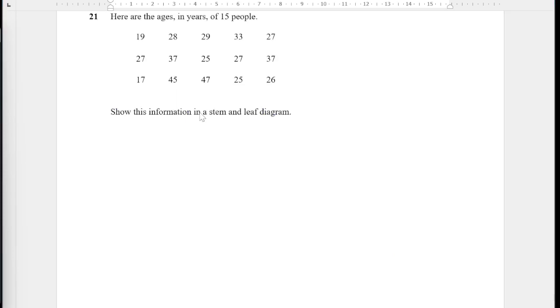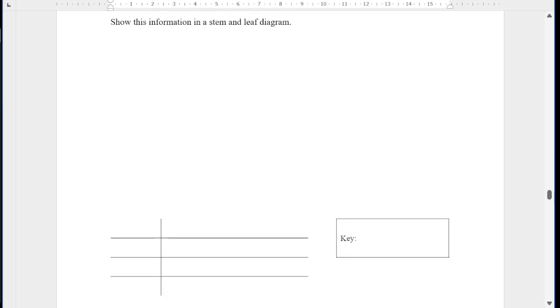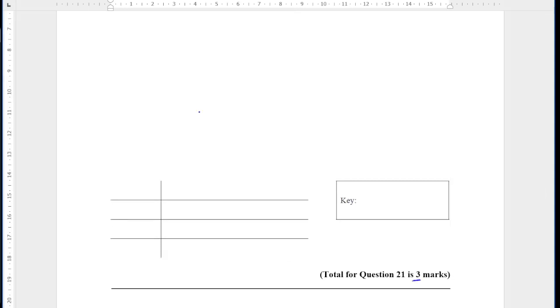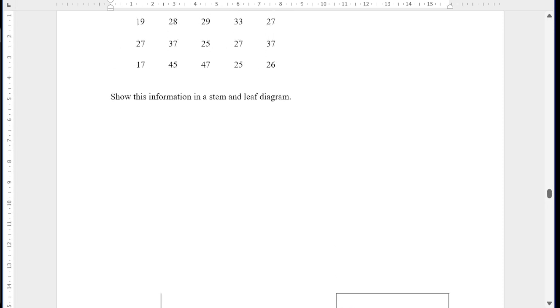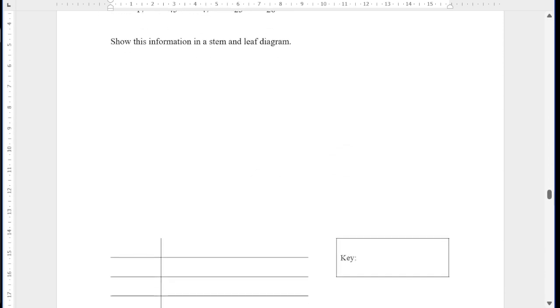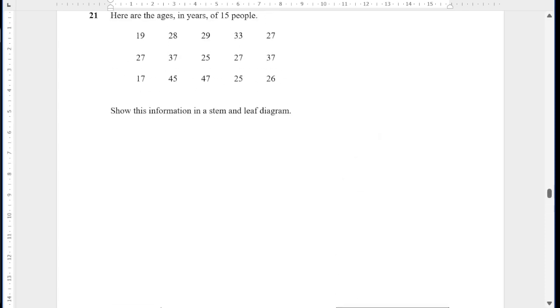Okay, question 21. Here are the ages in years of 15 people. Show this information in a stem and leaf diagram. So we're given quite a bit of space, and then we're given a stem and leaf diagram, space for our ordered stem and leaf diagram at the bottom. Stem and leaf diagrams always tend to be 3-mark questions if you're drawing them from scratch. You pick up the first mark for drawing an unordered one or for drawing a complete ordered one. I'm going to start with an unordered one.